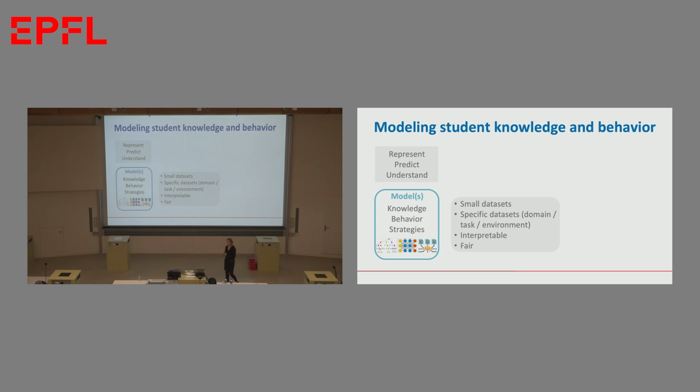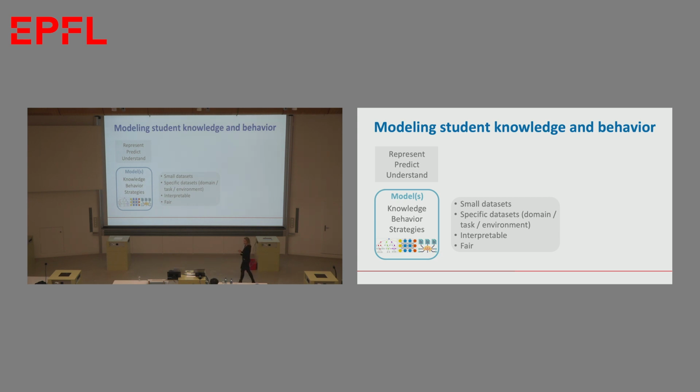We might have very specific data sets, so we might have people solving math problems, or people learning languages, or we might even have, as you will see, students interacting with simulations and changing parameters in a simulation. So our data might be very specific to the environment, making it hard to transfer or generalize features or models. And then we have two additional requirements beyond accuracy.